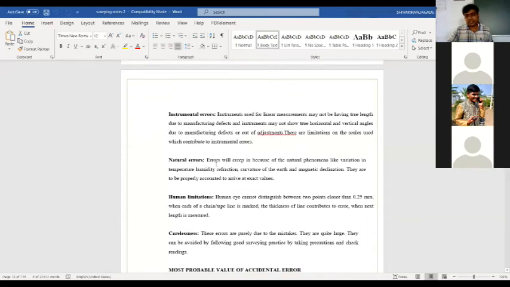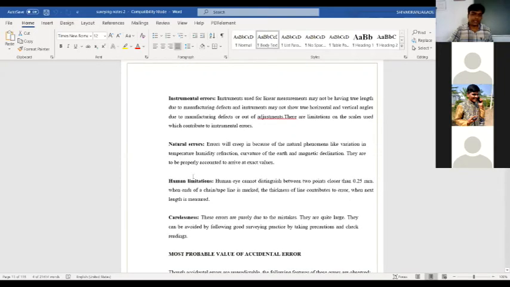Next, coming to natural errors. Natural errors mean there is a variation in temperature, humidity, refraction, and if you are not going to consider the curvature of the earth and the magnetic declination. Magnetic declination means whatever angles we take, we may not have the proper readings. That declination happens due to the climatic changes. So these are the natural errors.